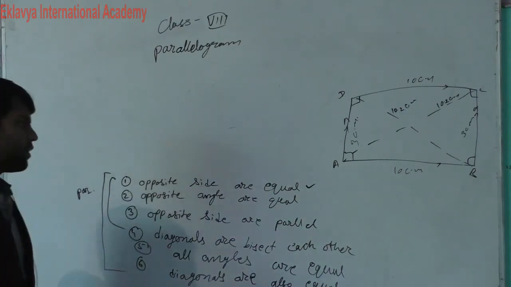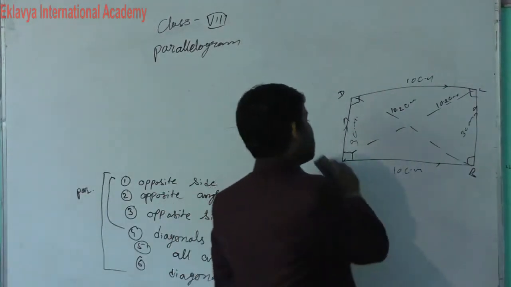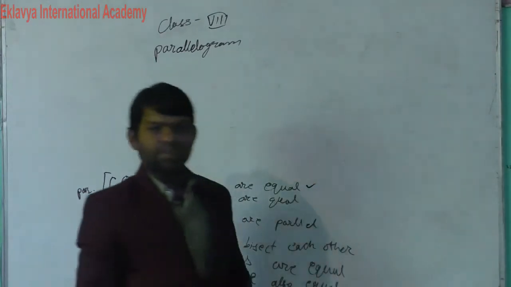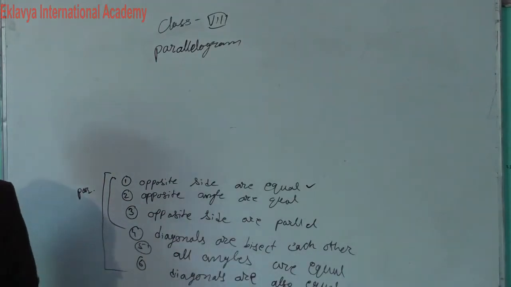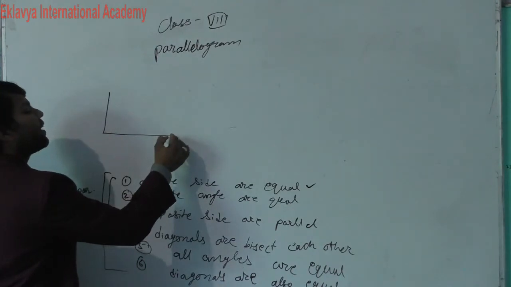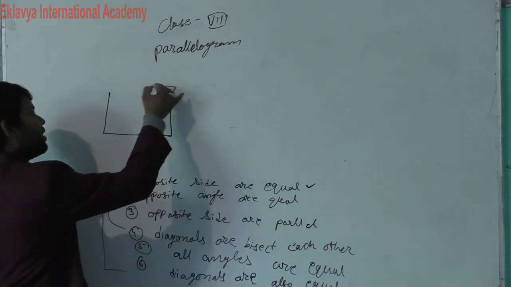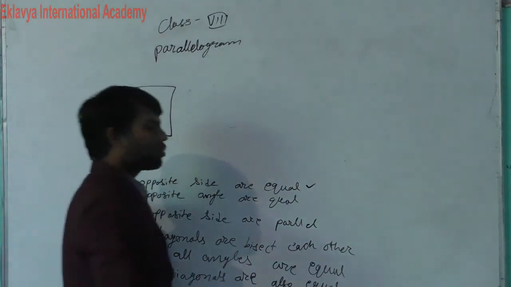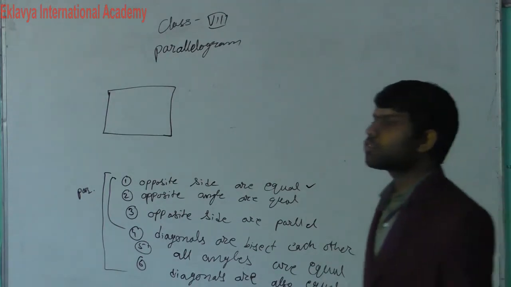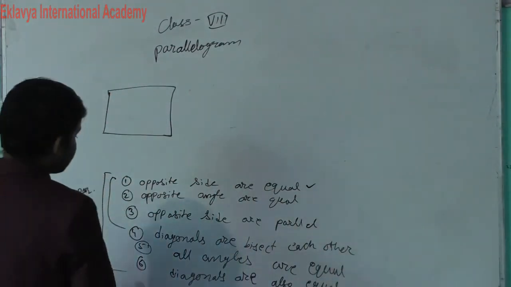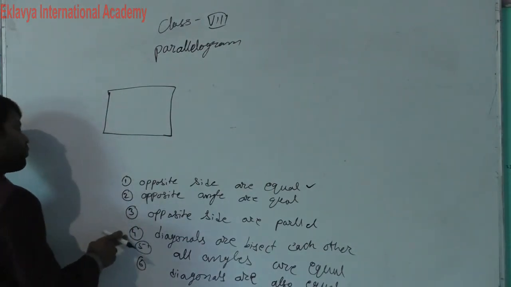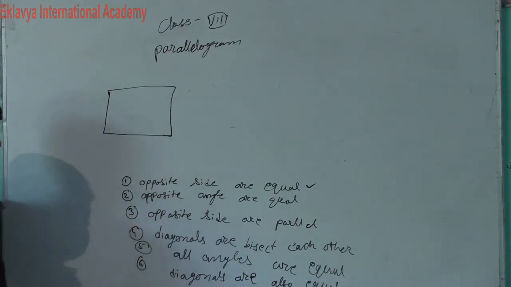Last figure is the square, because we have three figures that are similar to parallelogram. First one parallelogram, second rhombus, third rectangle. Fourth figure we discuss here is the square. Square is also a parallelogram, so we will say here that these first, second, third, fourth properties we can also apply here.